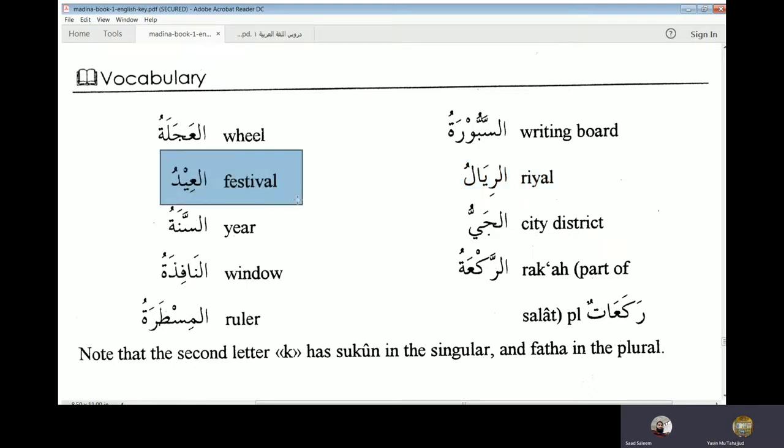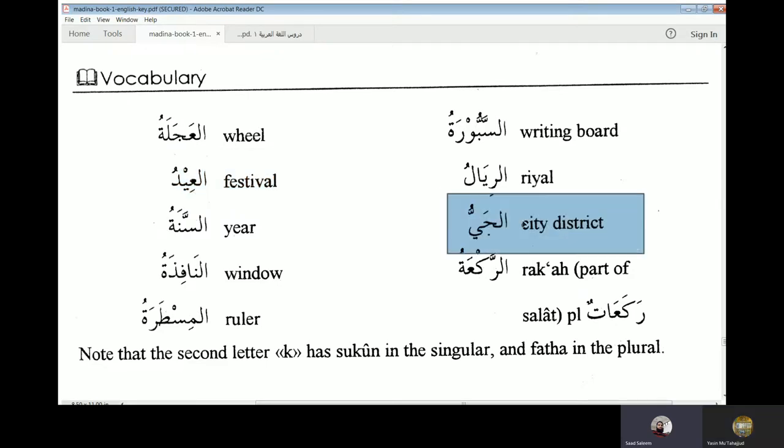Al-Eidu. The festival. We have two Eids in a year. Eidul Adha and Eidul Fitr.